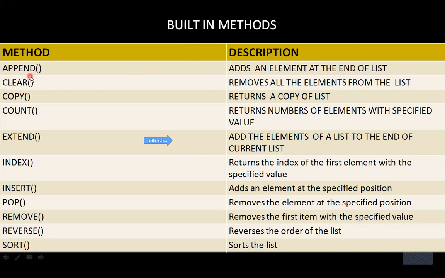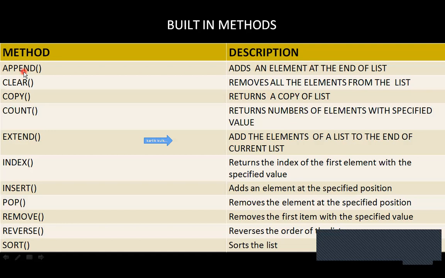Here in this column I have listed the different types of methods that we are going to use in the list, and in this column I have clearly specified the description of each and every method. We will see how each and every method is going to impact the list, and we will also look into the output of that.